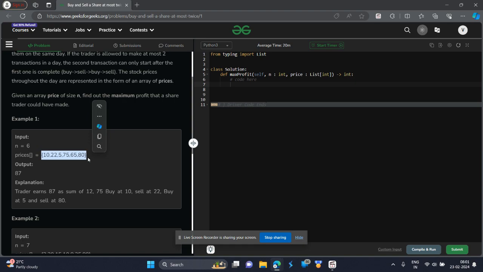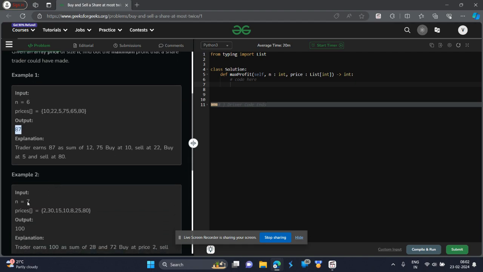Cool. In this question, see example 1. If you buy at index 0, 10, and sell at index 1, 22, you'll end up with a profit of 12. Again, if you buy at 5 and sell at 80, you'll end up making a profit of 75. 75 now and 12 prior to that will yield us 87, which is the output of our answer. Similarly, in example 2, you can calculate.